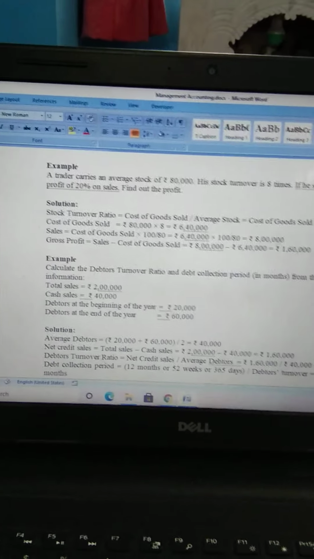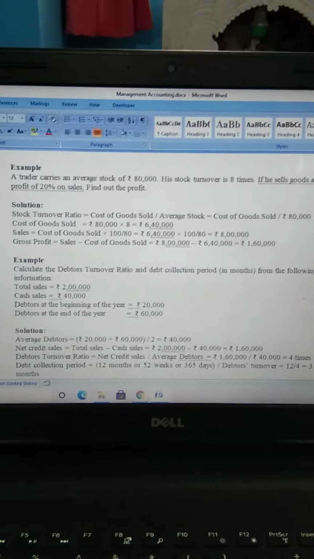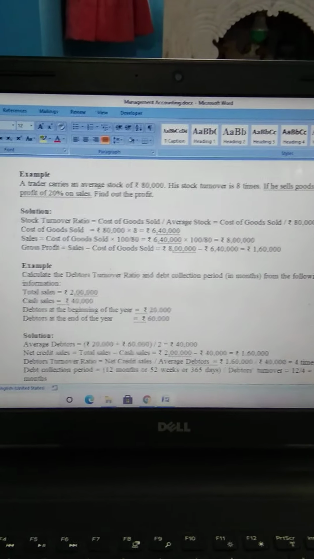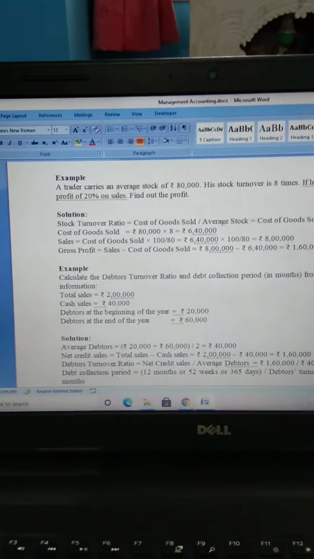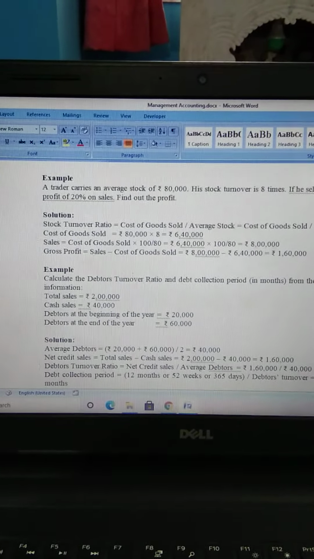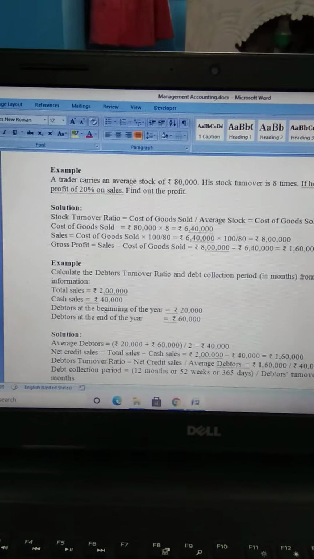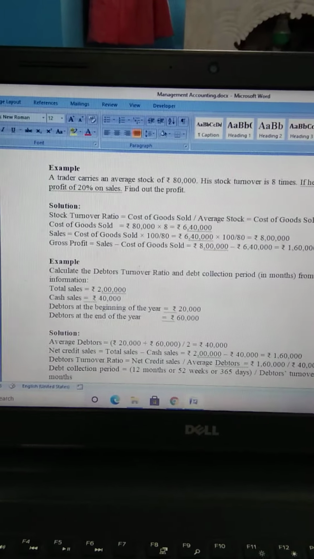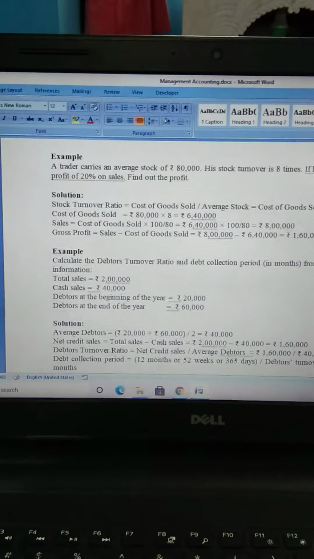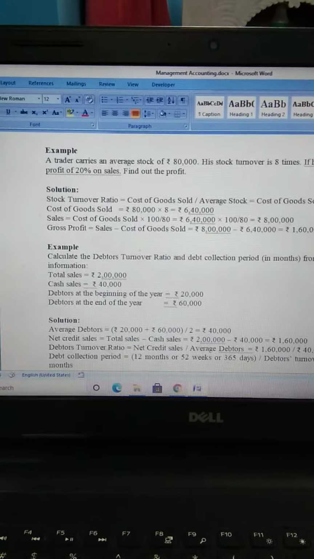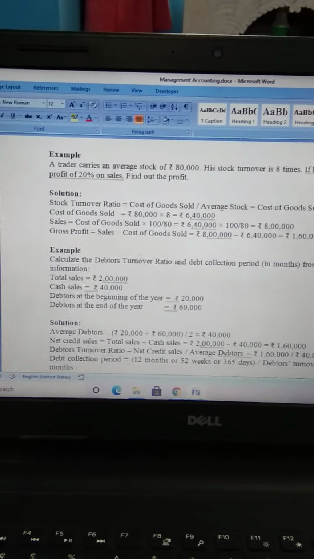Next, a trader carries an average stock of 80,000. His stock turnover is 8 times. If he sells goods at a profit of 20% on sales, find out the profit. Stock turnover ratio, again cost of goods sold by average stock. Cost of goods sold is 80,000 into 8, as it is given. This is purely a jugglery of algebra. There are three variables. Turnover ratio is given as 8 and the average stock is given. We have calculated the cost of goods sold as 6,40,000.